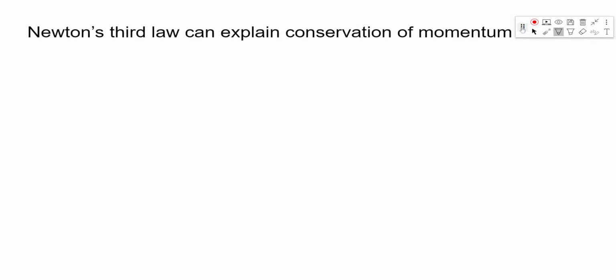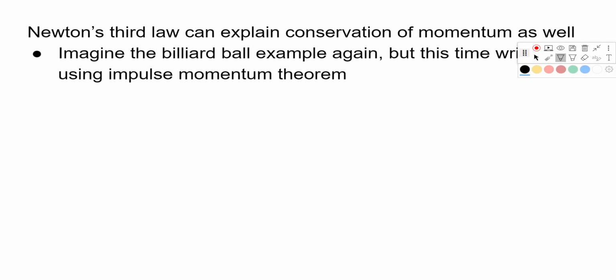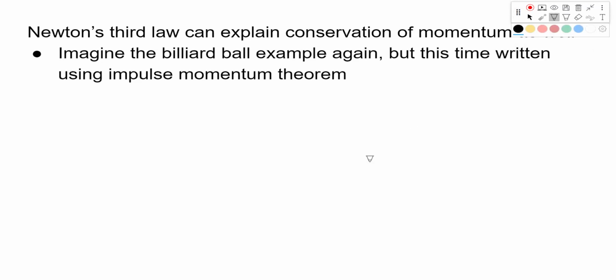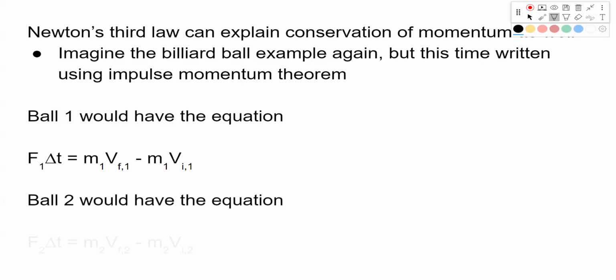All right. The last thing we're going to do is make a connection between Newton's third law and conservation of momentum. So imagine the billiard ball example again, but this time, instead of writing it using the mass times velocity, we write it using impulse momentum theorem. Ball 1 would have the following equation. Force of 1 times change in time is equal to mass of 1 times velocity final of 1 minus mass of 1 velocity initial. And ball 2 would have this equation. It looks identical. We've just substituted in the correct variables.